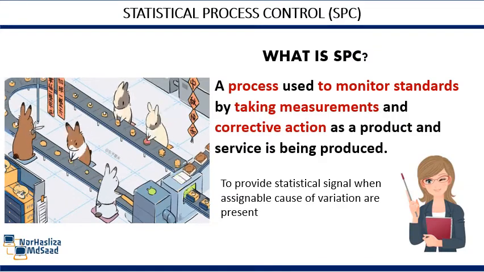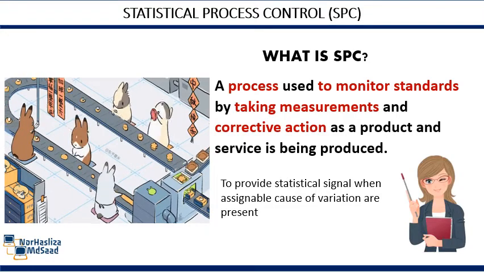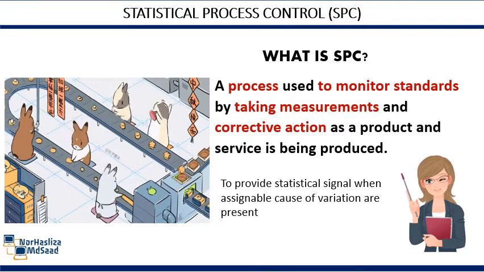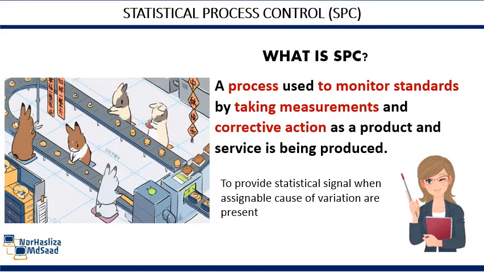First, let us understand what SPC is. Statistical process control, also known as SPC, is a process used to monitor standards by taking measurements and corrective action as a product or service is being produced.